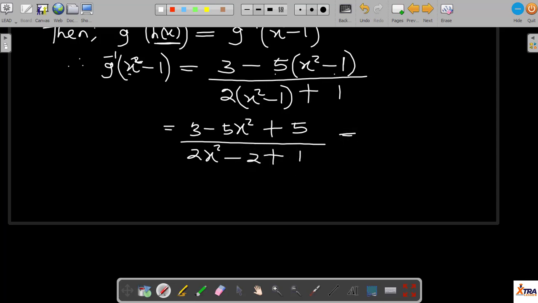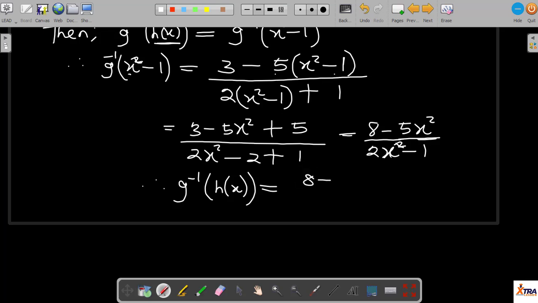Simplifying this further gives me 8 minus 5x squared over 2x squared minus 1. So I can say therefore my g inverse of h of x is 8 minus 5x squared all over 2x squared minus 1. And this then becomes my final answer.